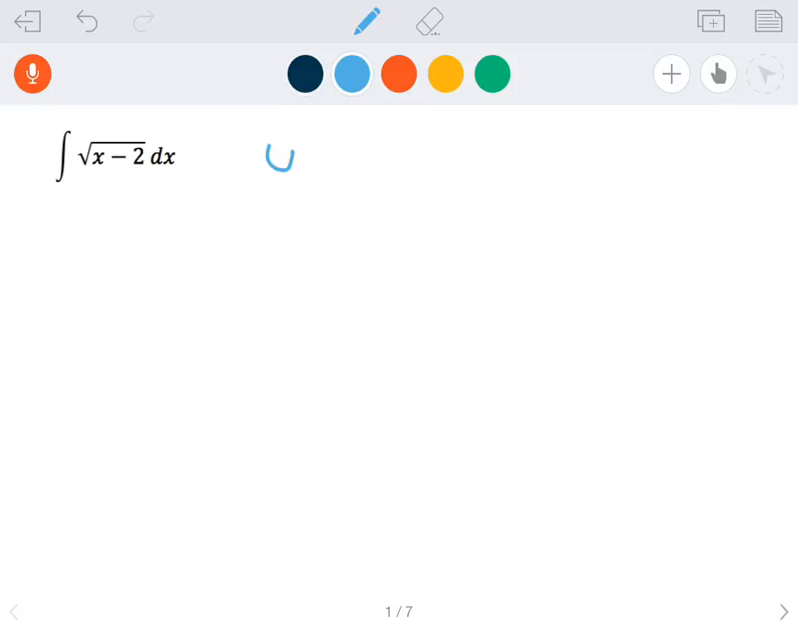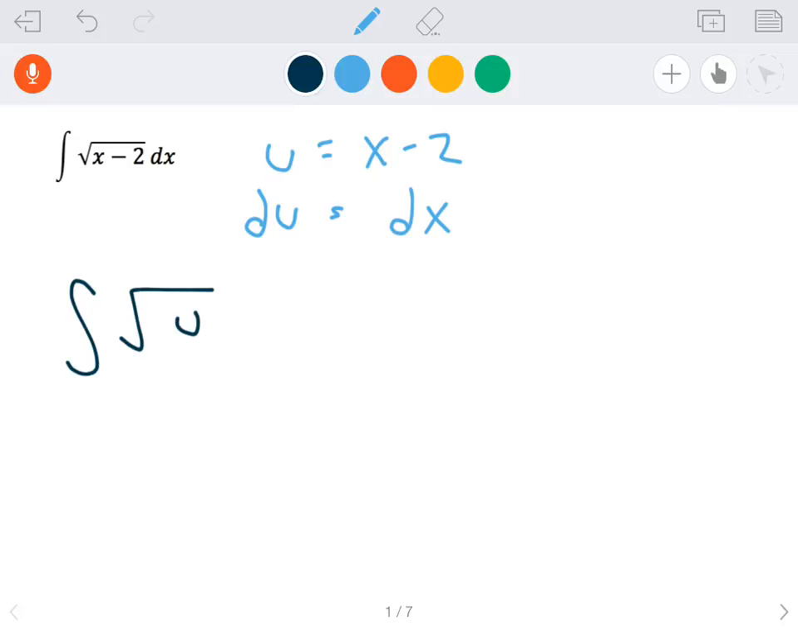So I'm going to let u equal x minus 2, and then you take the derivative of both sides. And so du, and then you take the derivative of the right side with respect to x, that'll just be 1 dx. And now I can rewrite my integral. So this became u, and dx became du. And now this is something that I can integrate.